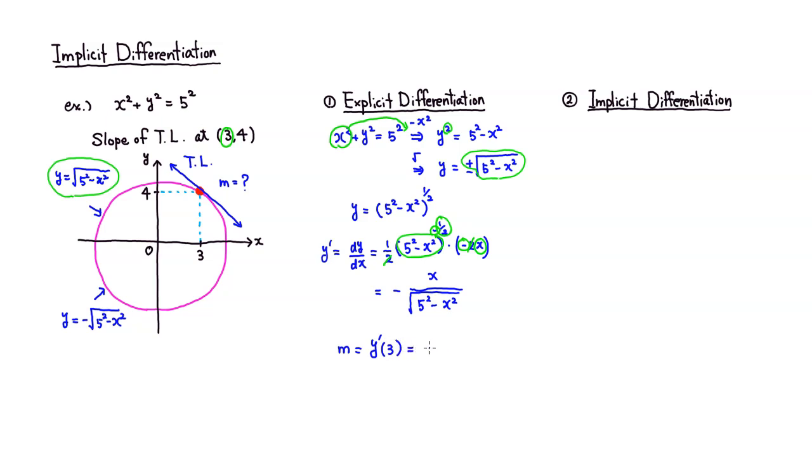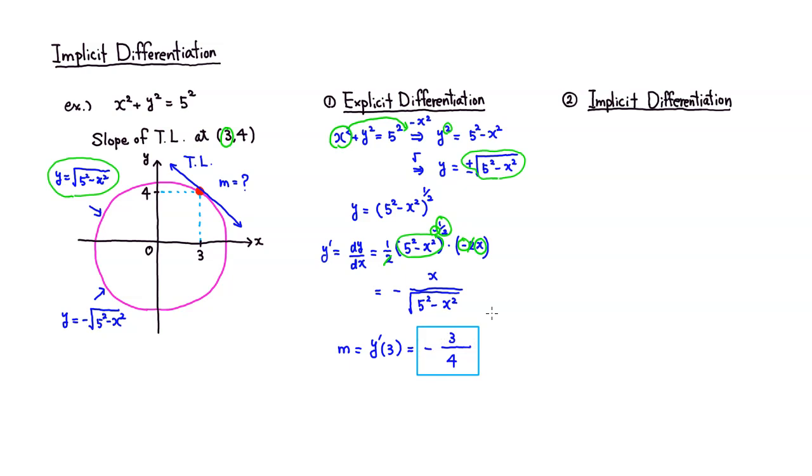So you have negative 3 on top and then the square root of 5 squared, which is 25, minus 3 squared, which is 9. So 25 minus 9 is 16. Actually, I can just go ahead and take the square root of 16, which is 4. So you can see that the slope came out to be negative 3/4.